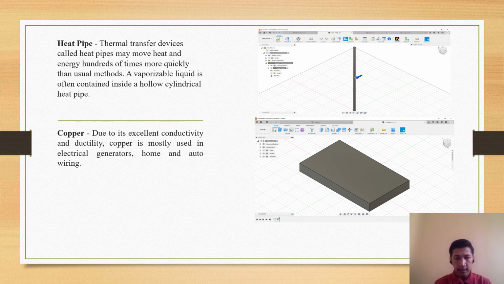Okay. Second, we design the heat pipe. A heat pipe is a thermal transfer device that may move heat and energy hundreds of times more quickly than usual methods. A vaporizable liquid is often contained inside a hollow cylindrical heat pipe. Okay, the last one is we design copper, and this copper is mostly used in electrical generators, homes, and auto wire because it has very excellent conductivity and ductility.